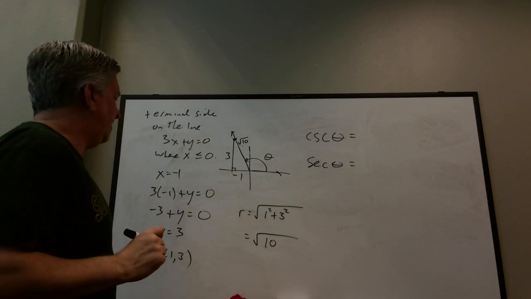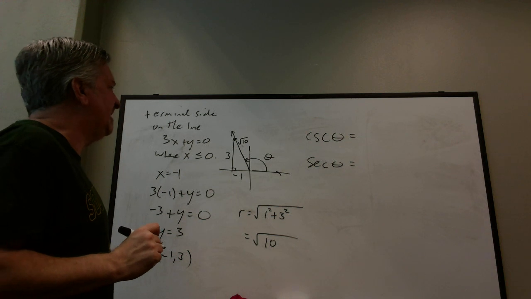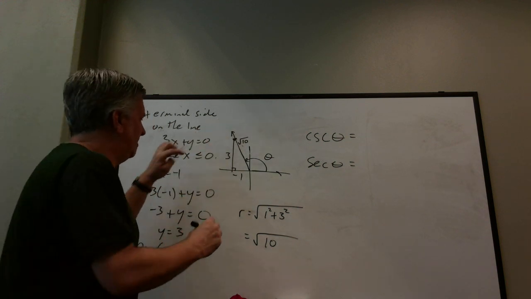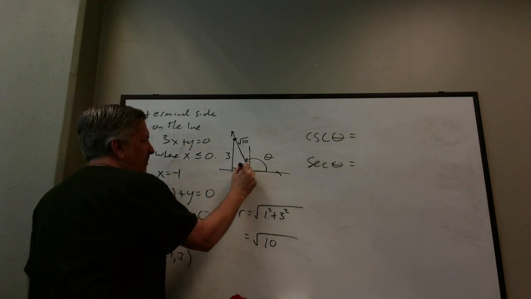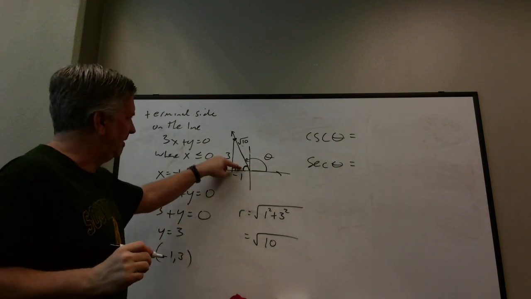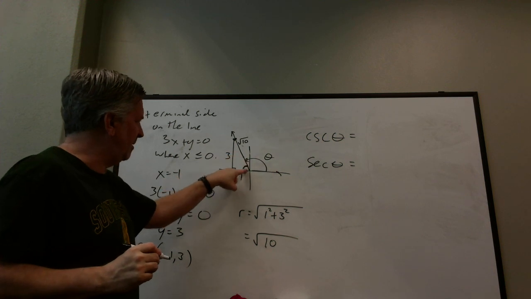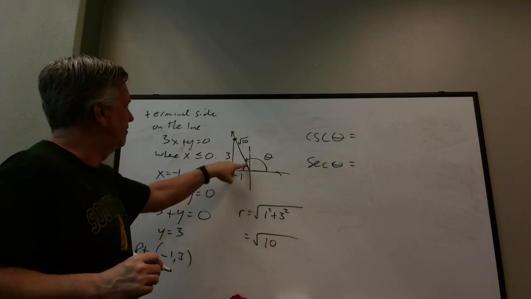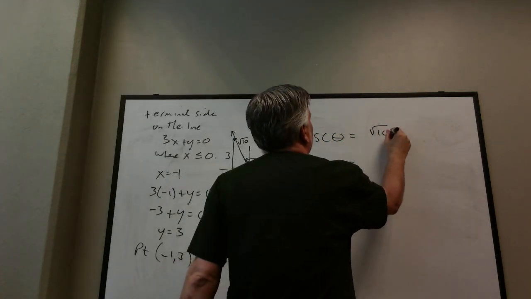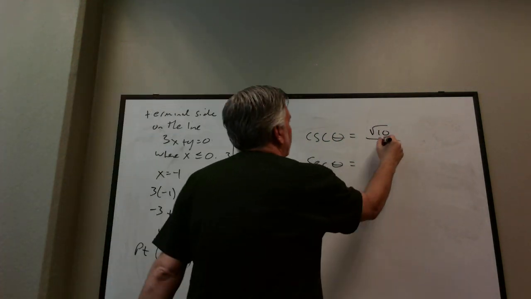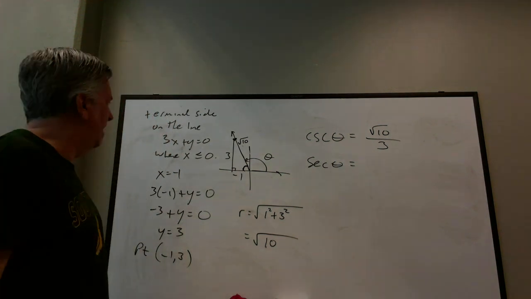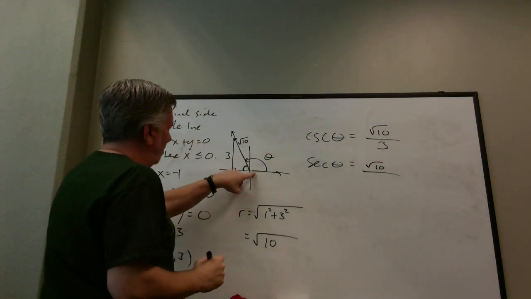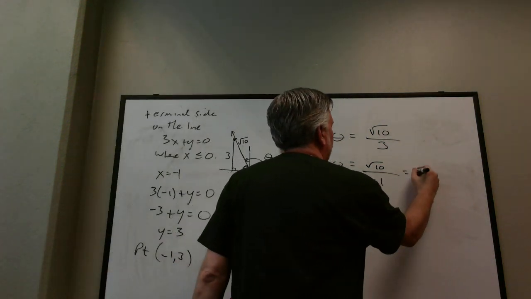Okay, so now we just have to fill in. What's the definition of cosecant? Cosecant is hypotenuse over opposite. Again, when I say opposite, I'm referring to the opposite of the angle in the triangle by the origin. So angle theta is here, and we use this for the opposite and adjacent. So cosecant is r, square root of 10, over opposite, 3. And secant is r, square root of 10, over the adjacent, negative 1, which is minus root 10.